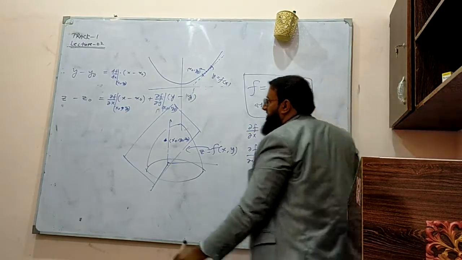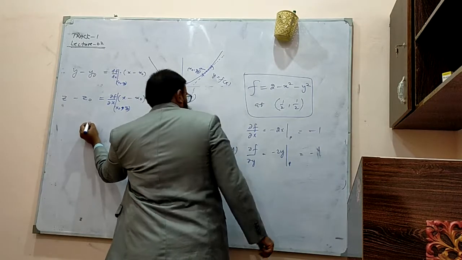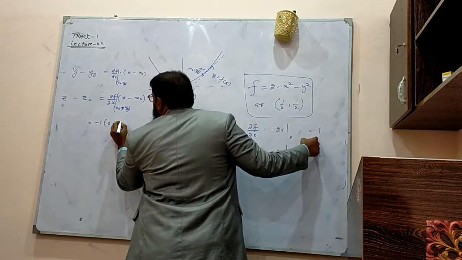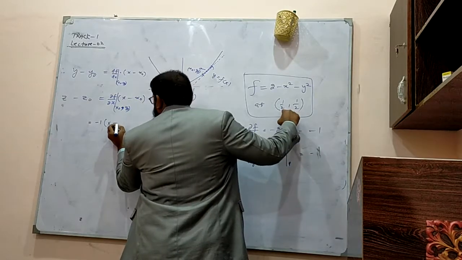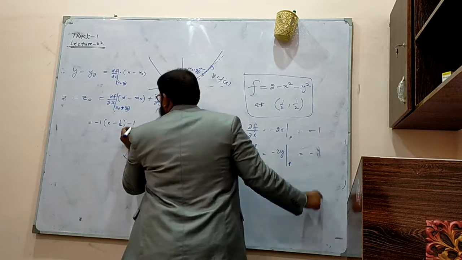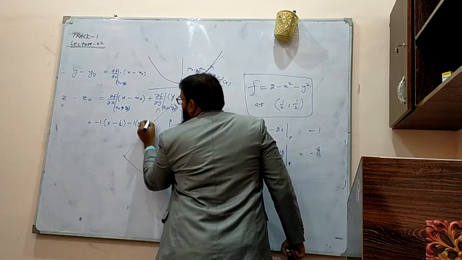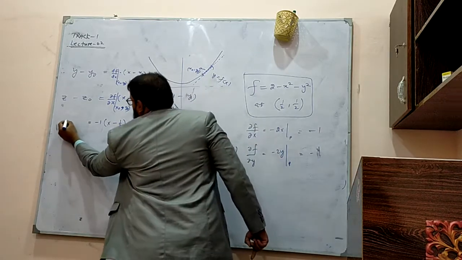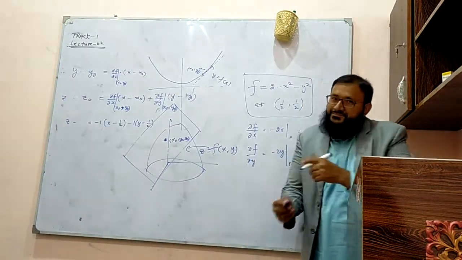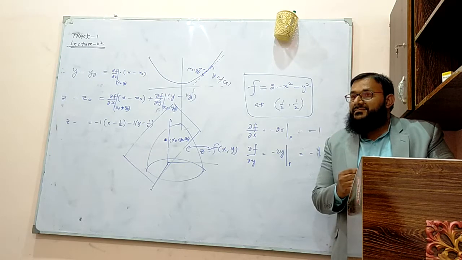Now put the value in this one: partial f by partial x is minus 1, times x minus 1/2, since x naught is 1/2. This is again minus 1, and y minus 1/2. Then z naught: put x and y both equal to 1/2.